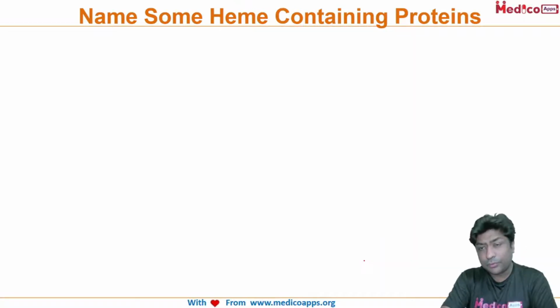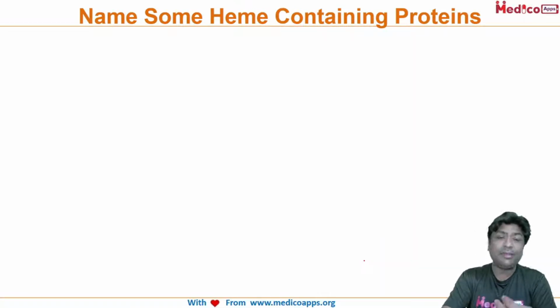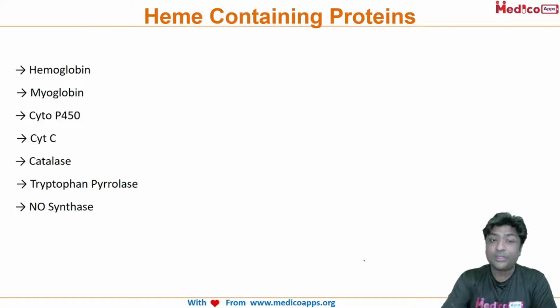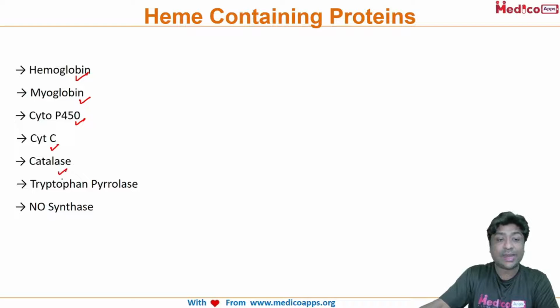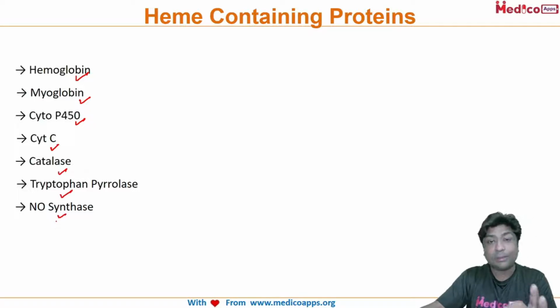Before we move into the synthesis of heme, can we name some of the heme containing proteins? Can you think of some heme containing proteins? The proteins which have heme are a very important topic in your MCQ examination. So: hemoglobin, myoglobin, cytochrome P450, cytochrome C, catalase, tryptophan pyrrolase, and nitric oxide synthase. All of these are important heme containing proteins in our body, and you have to remember these names as part of the examination. Now there are two very important clinical points I'm going to talk about.